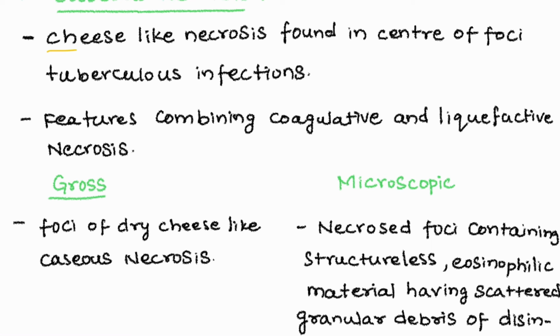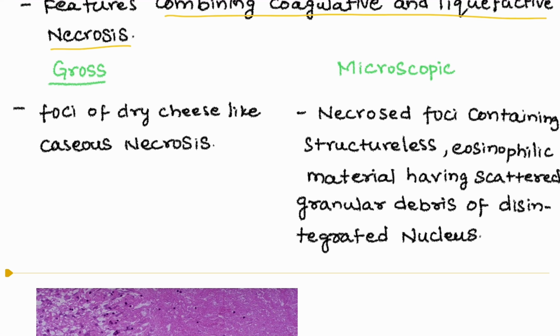Coming to caseous necrosis. Caseous means cheese-like. Cheese-like necrosis is found in the center of tuberculous infection. Very, very important, you need to know this: tuberculous infection causes caseous necrosis. The features of caseous necrosis combine both coagulative and liquefactive necrosis, a hybrid-like necrosis.